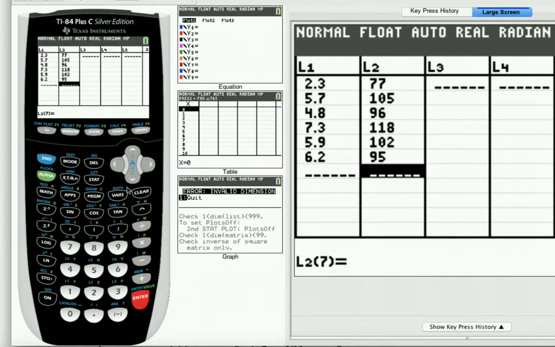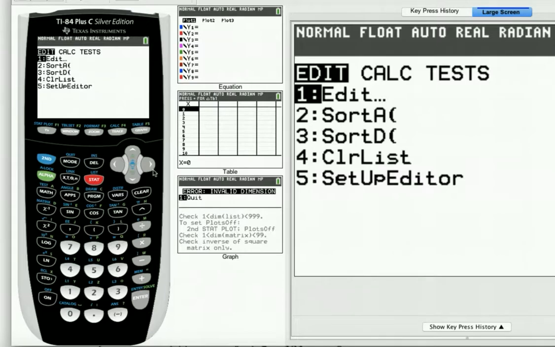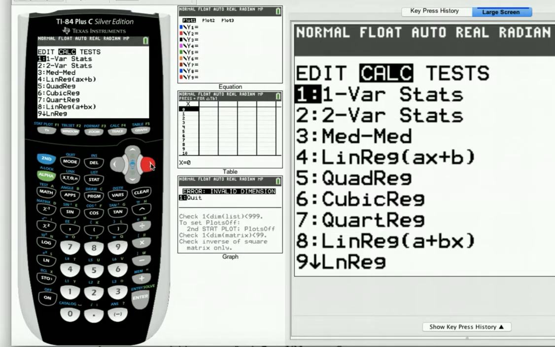Okay, so now, if we want to be able to get our least squares regression line, we're going to go to Stat, we're going to go to Calc, and we're going to go to LinReg. Lin obviously stands for linear. Reg obviously stands for regression. So remember, we talked about how there were two options here, 4 or 8. They'll both give you the same thing, but it just depends on how you want to look at it. So I'm going to go with option 4.